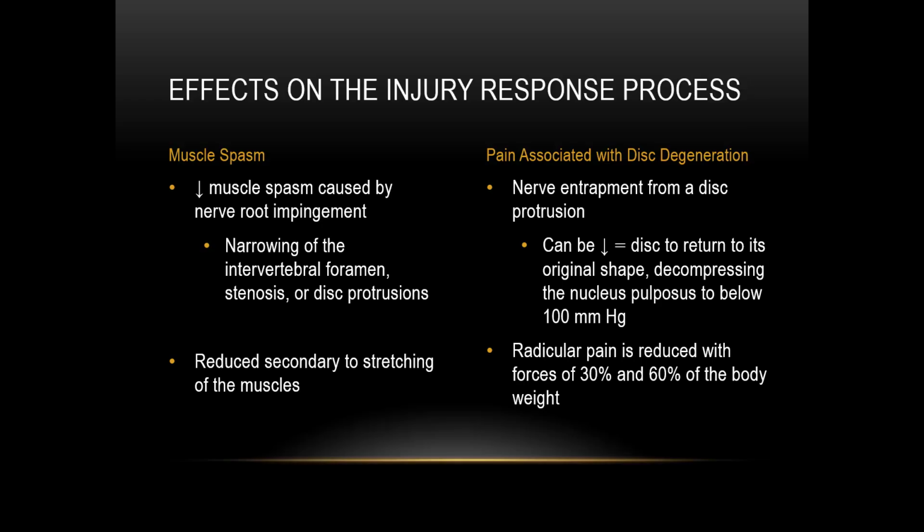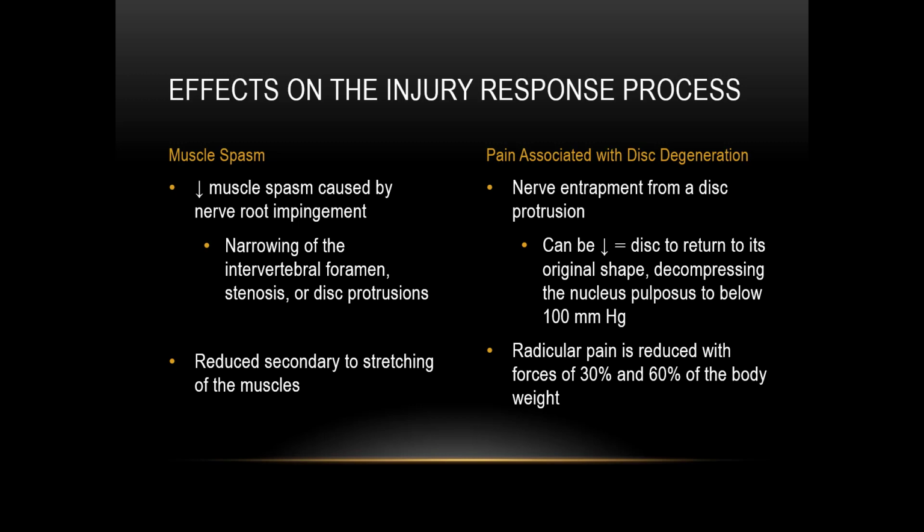The effects of traction on the injury response process has effects within 2 major areas, including muscle spasms and the pain associated with disc degeneration. As far as muscle spasms, traction can be effective in reducing muscle spasm caused by nerve root impingement from the narrowing of the intervertebral foramina, stenosis, or disc protrusions. Traumatic muscle spasms can be reduced secondary to stretching of the muscles.